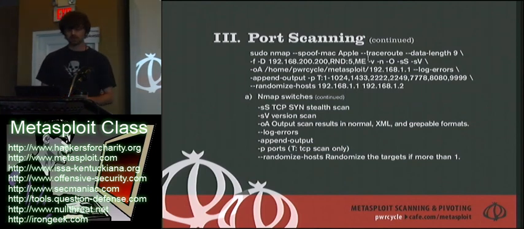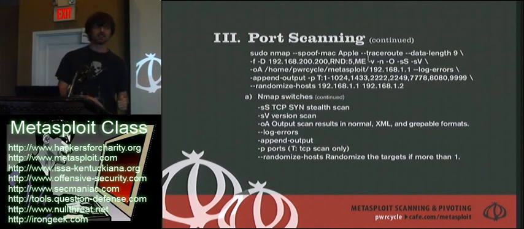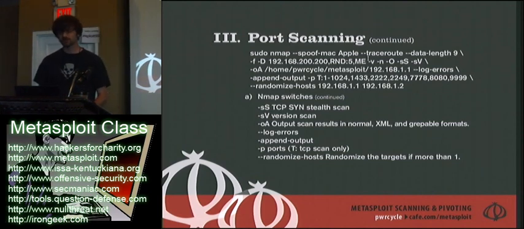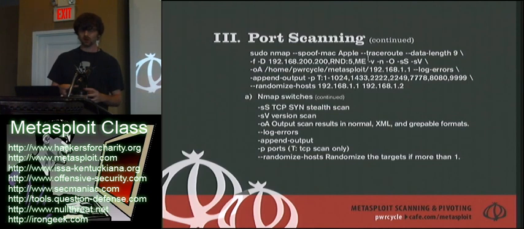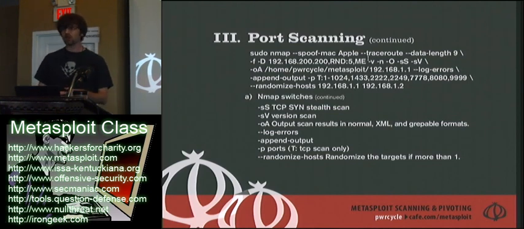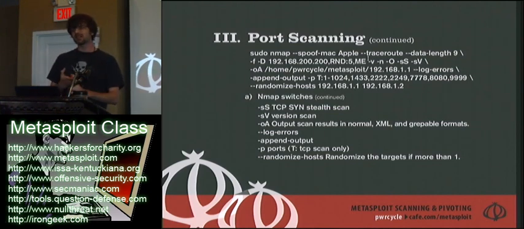The next one. Okay, dash P is the ports that you want to scan. If you put a capital T and a colon in front of that, then it tells it I only want to do a TCP scan. In a lot of different cases, depending on what's going on, how you do it, the more verbose the scan, the more Nmap will try TCP, UDP, and ICMP to try to figure out what's going on.